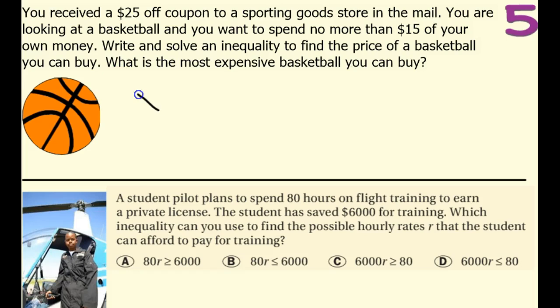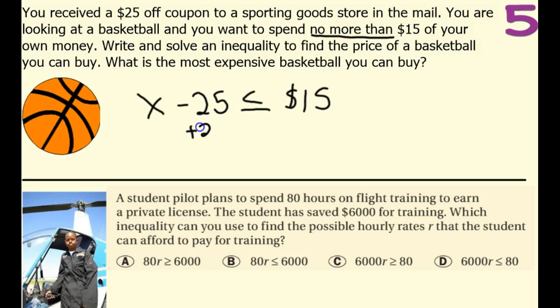So we don't know our price. That's going to be our x. We have a $25 off coupon, so we can subtract 25 from whatever our price is. And we want to spend no more than $15. So $15 is our price limit. So that means that x has to be less than or equal to, because we can spend $15, 15. So x minus 25 is less than or equal to $15.